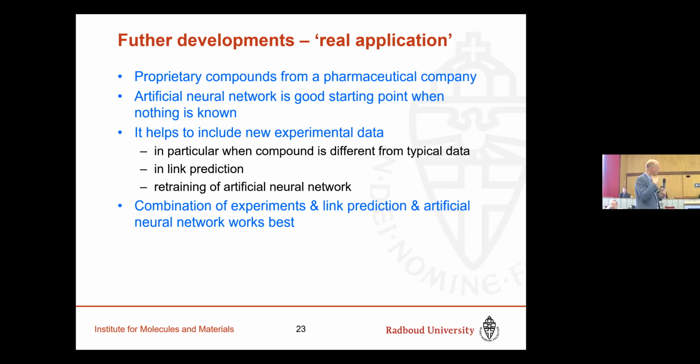And what we learned from this real life comparison, with rather complex molecules, a bit more complex than the things you find on average in the Cambridge Structural Database, is that indeed this helps you. It's not perfect, but it helps you. So if you don't know anything, the artificial neural network is definitely a good starting point to have a few tries. But you should not expect everything from this.